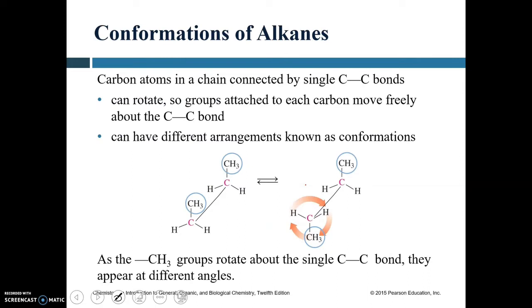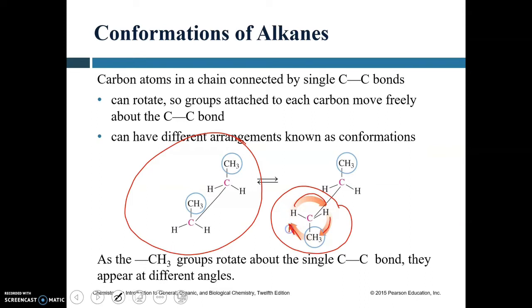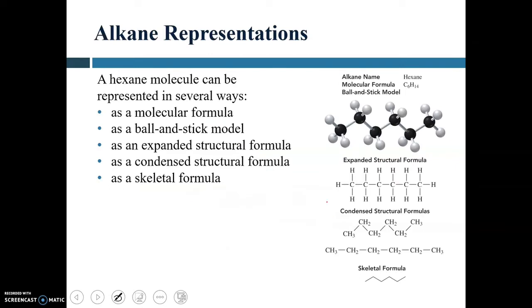Now, it's important that carbon atoms, when they form a single carbon-carbon bond, can rotate against each other. So you can see here in this formula for ethane, this group can rotate, okay? And that rotation leads to the different conformations of the organic molecule. So these individual groups rotate about the single carbon-carbon bond. They appear at different angles.